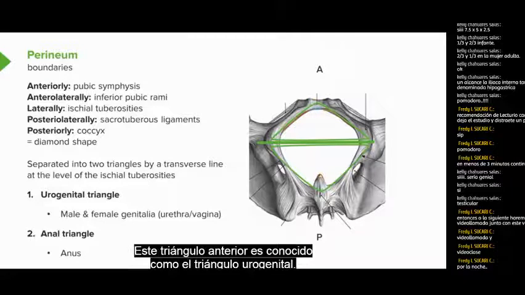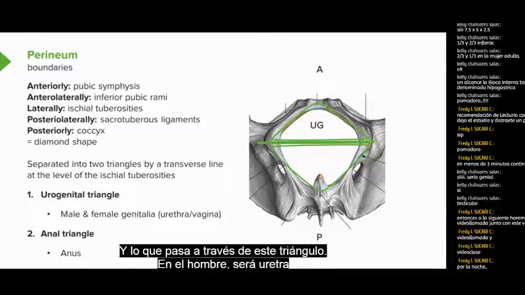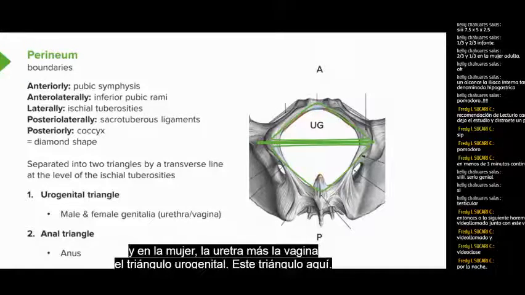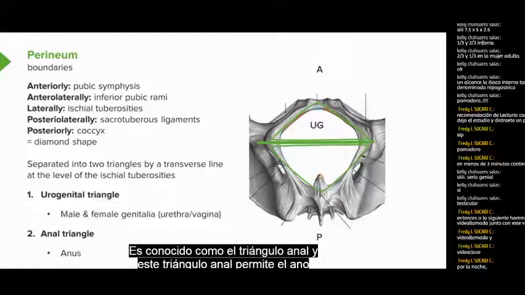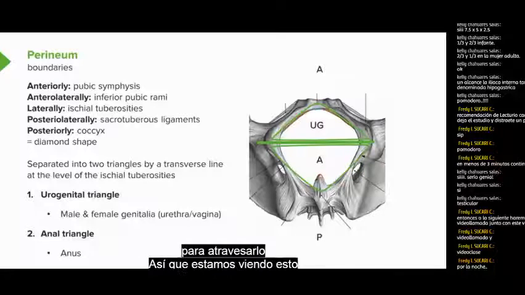This anterior triangle is known as the urogenital triangle. And what passes through this triangle in the male is going to be the urethra, and in the female, the urethra plus the vagina. The triangle that's posterior to it just contains one aperture. It's known as the anal triangle, and this anal triangle allows the anus to pass through.